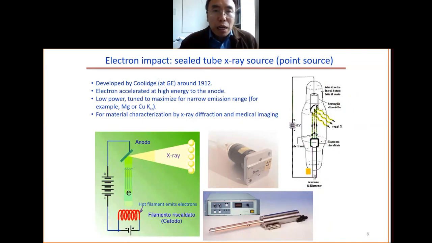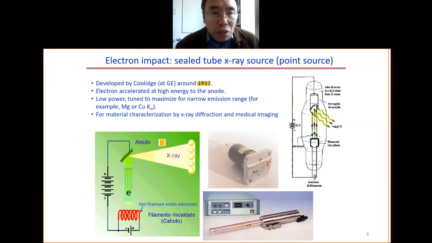So this electron impact X-ray source was developed in 1912 by GE. This is the setup. We have the hot filament. The hot filament will emit electrons. Then we have high voltage, so the electrons will be accelerated to bombard the target. Then the X-ray will be emitted.